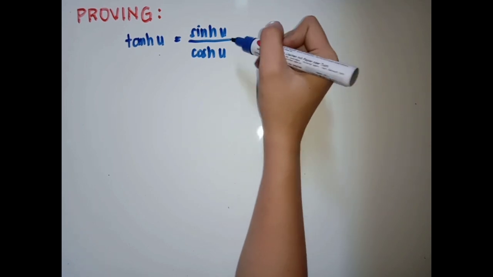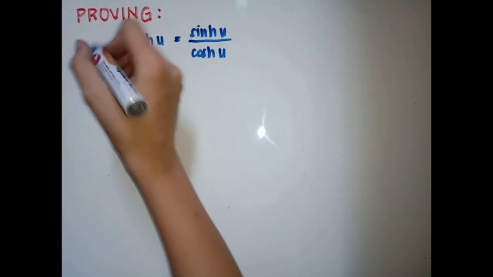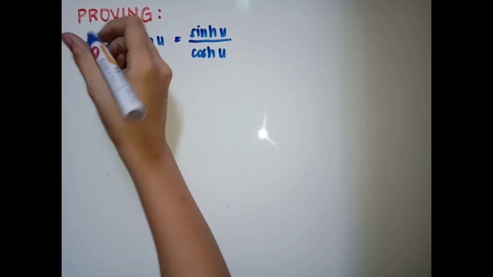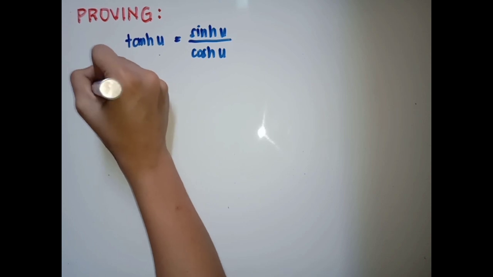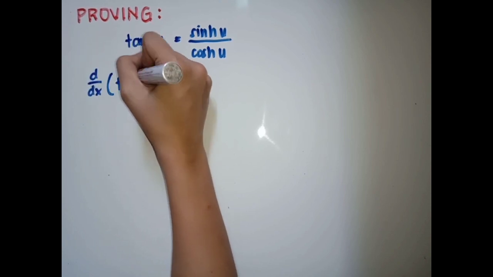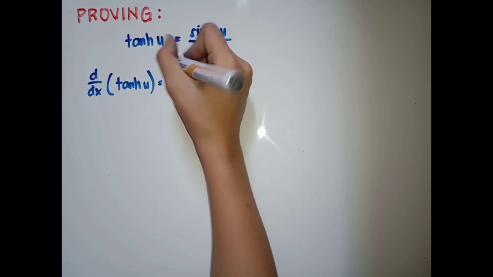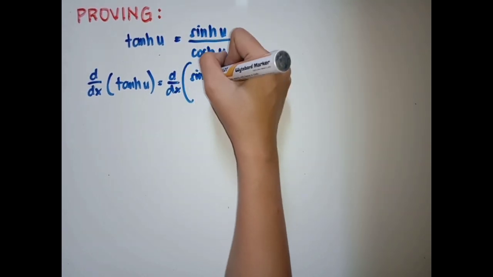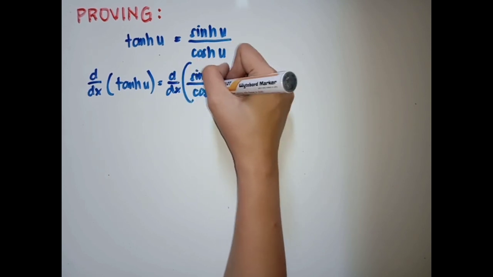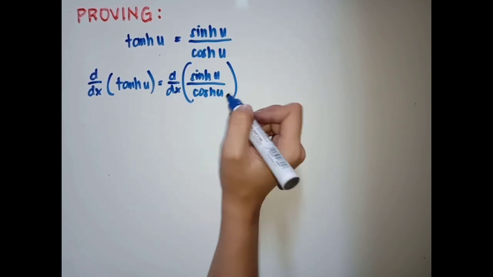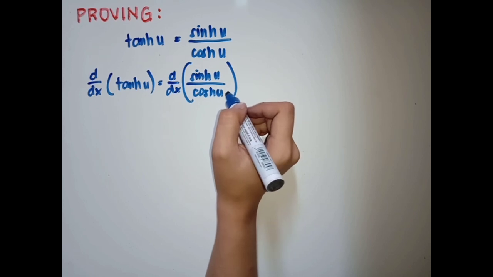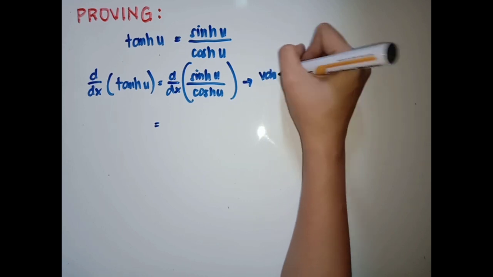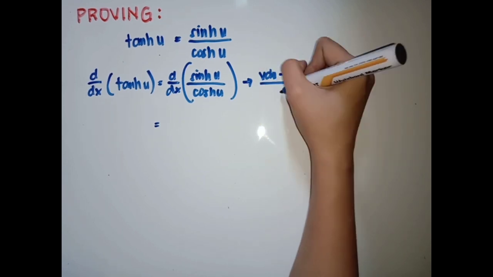Now, let's differentiate this with respect to x. So we have d over dx of hyperbolic tangent u is equals to d over dx of hyperbolic sine u over hyperbolic cosine u. Now, atong i-derive using quotient rule. So, ang atong formula sa quotient rule is v du minus u dv over v squared.